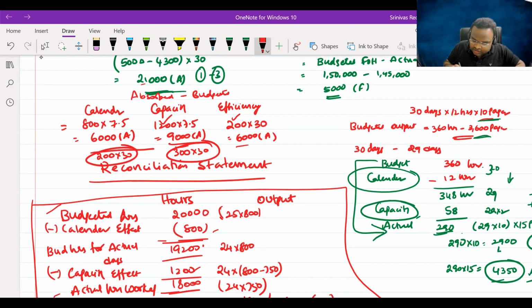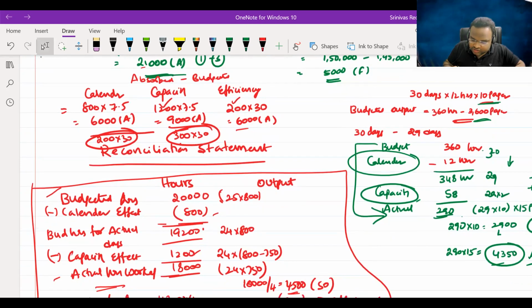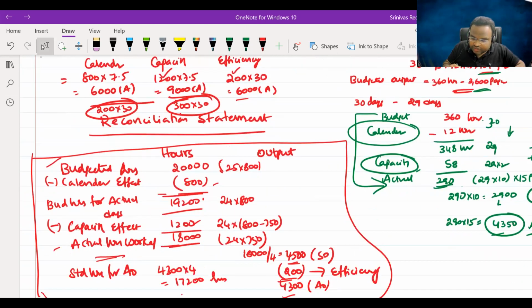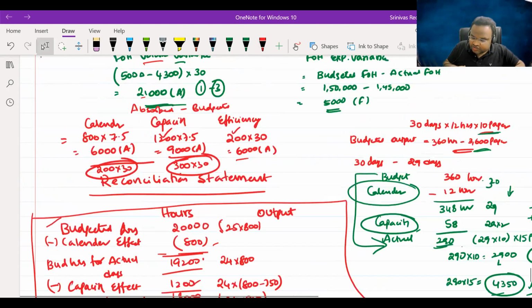That means prepare the reconciliation starting with budget hours. First give the effect of calendar. Then for actual days, the budget hours will be given. Then give the effect of capacity. Then you'll arrive at actual hours worked. Actual hours compare with the standard hours for actual output. If the information is not given, with actual output, find out the standard output to be produced. The balance between that and actual output produced is because of which variance? Efficiency variance. Understood? So now the volume variance is divided into calendar effect, capacity variance, and efficiency variance.